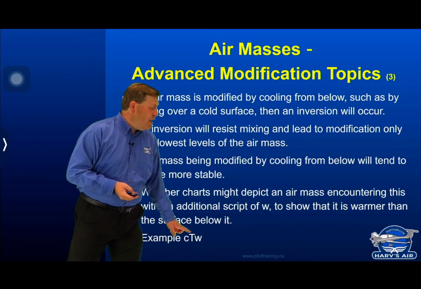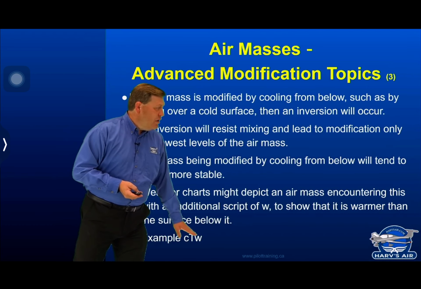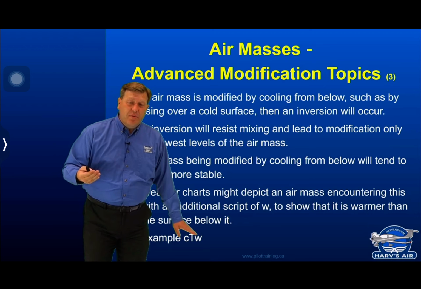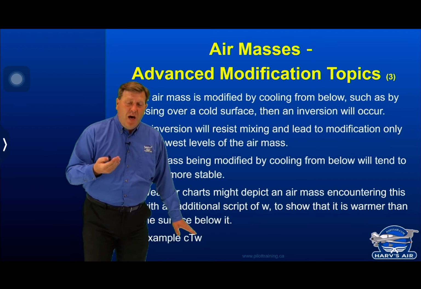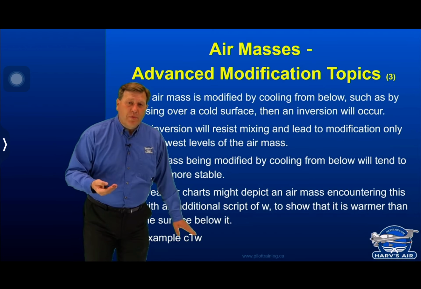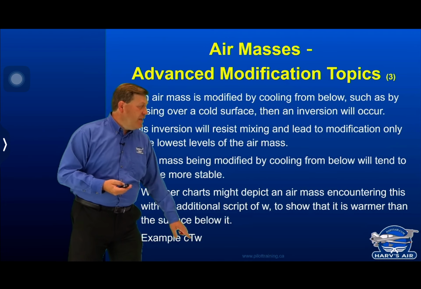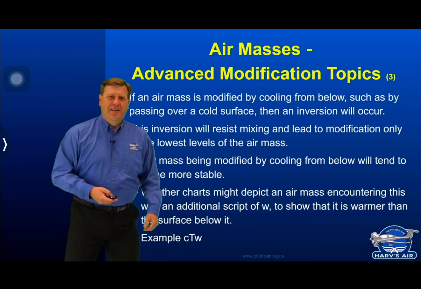Now, look at this one here. CT, continental tropical, warm. So what this means is we have an air mass that has been moving, is being modified, and it is warmer than the surface that it is sitting over top. That one's pretty easy. W for warm. K for cold.